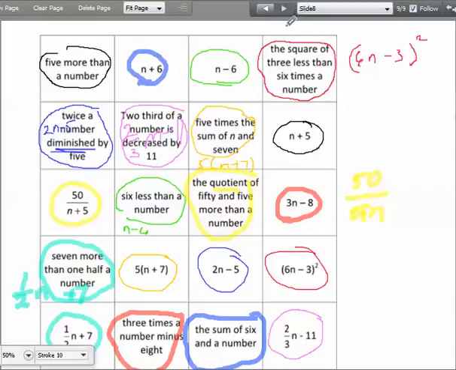Hopefully you'll be able to do the same sort of thing in doing these. It's really easy and important to be able to solve problems, to be able to write words and write them out as expressions.